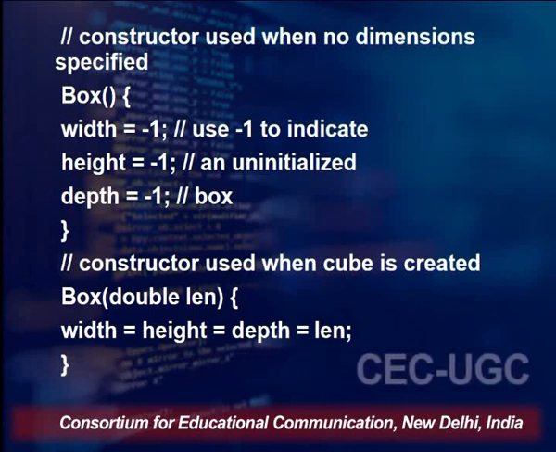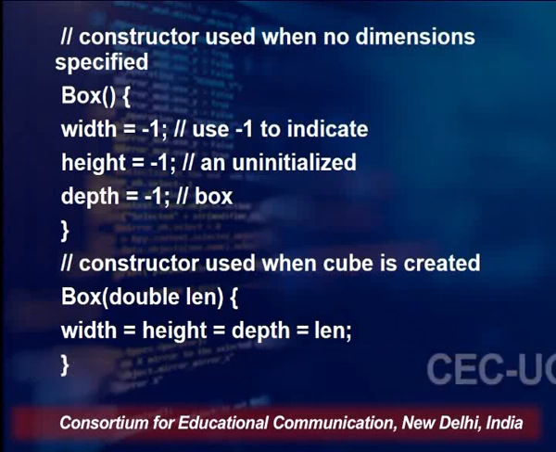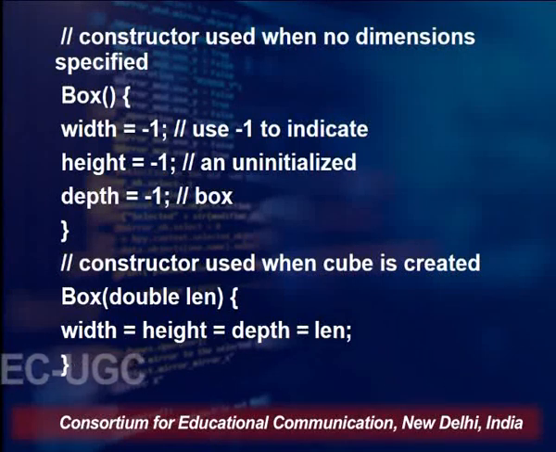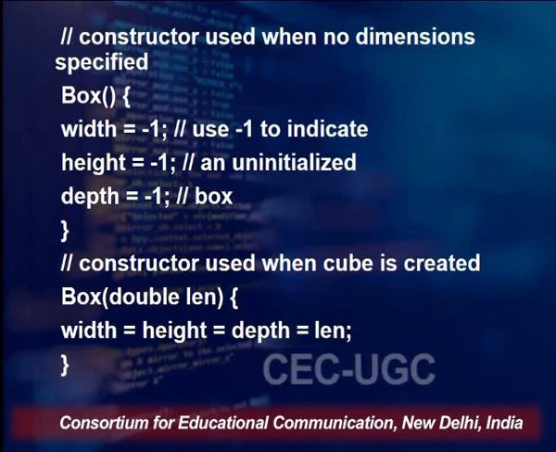So, the statement within that constructor, which is used to create the cube, goes like width is equal to height is equal to depth is equal to length. So, here if you can see, in this program we have used three versions of the constructor. One version was when all the dimensions are being passed, three parameters are being passed.